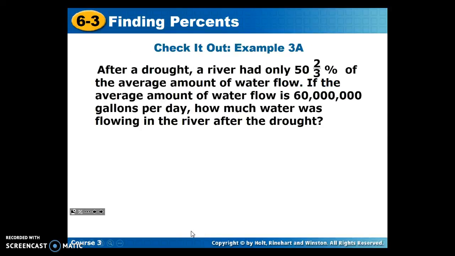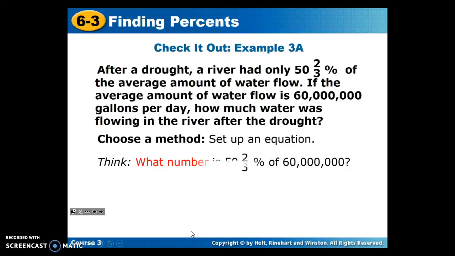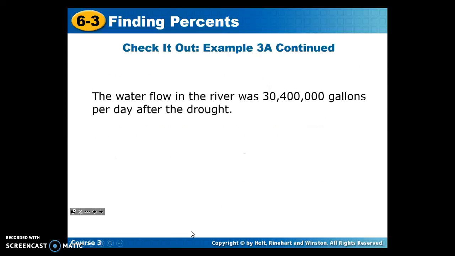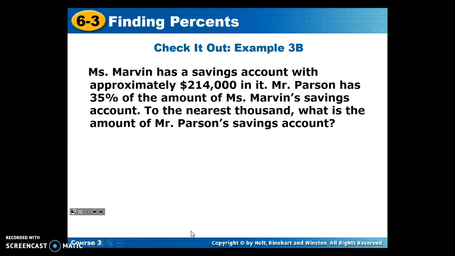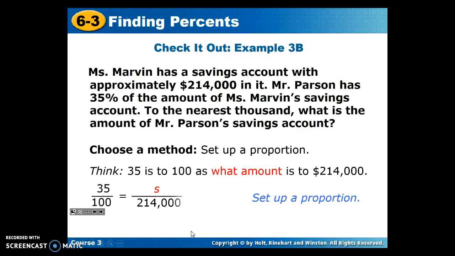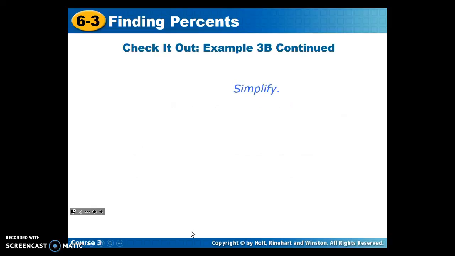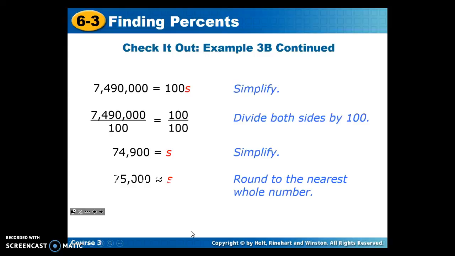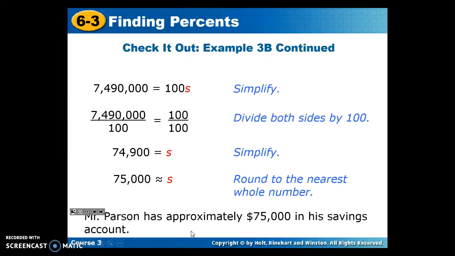So try this one out. Hit pause now. And we're back. 30,400,000 gallons. And the last one, try this one out. Hit pause now. And we're back. It's about $75,000. And that is all.